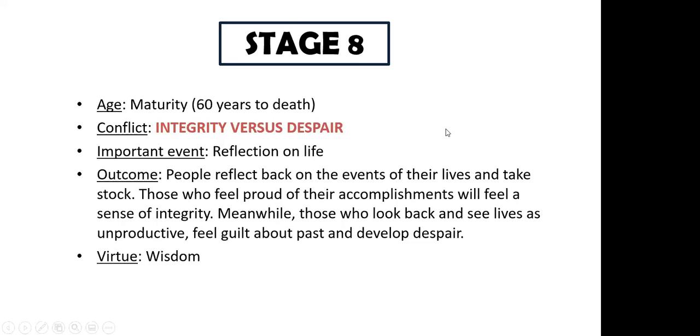Next. So the final psychosocial stage, integrity versus despair, occurs during maturity and is focused on reflecting back on life. So at this point, people look back on the events of their life and determine if they are happy with the life that they lived or if they regret the things that they did or didn't do. Those who look back on a life they feel was well lived will feel satisfied.